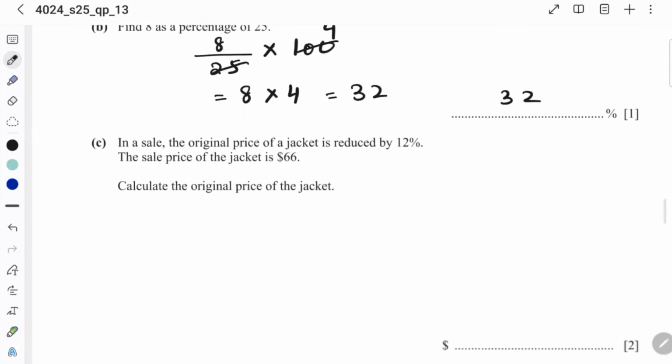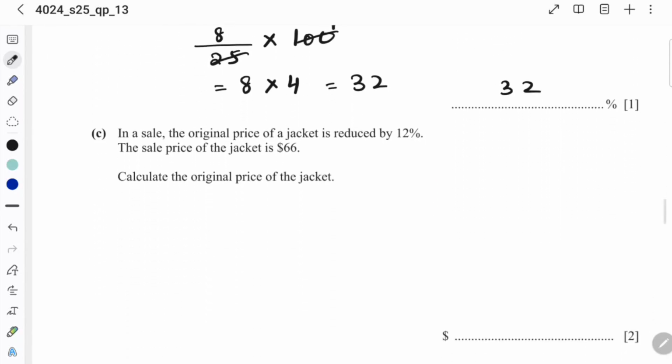In a sale, the original price of a jacket is reduced by 12%. Reduce means 100 minus 12. It is 88% now, because if they reduce the price by 12% in the sale, it means you will have to pay only 88%. The sale price is 88%, but the original price is always 100%.